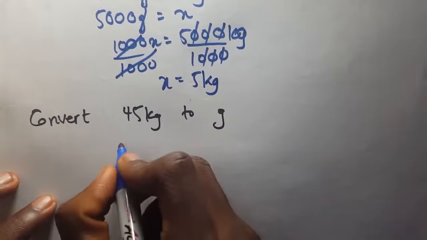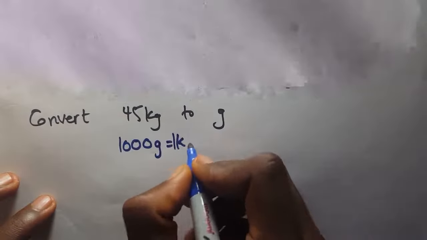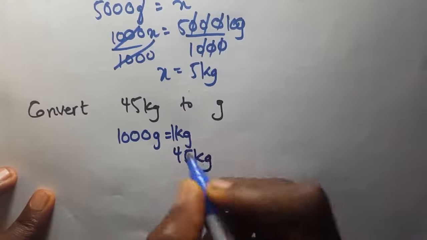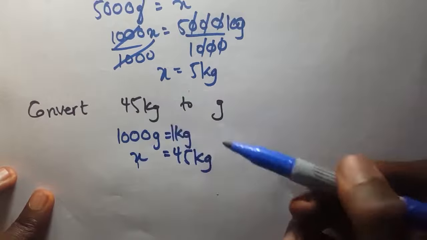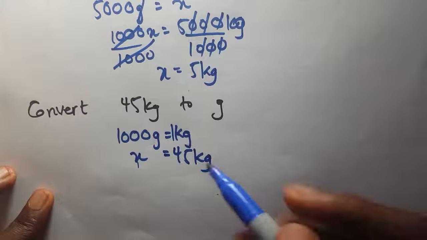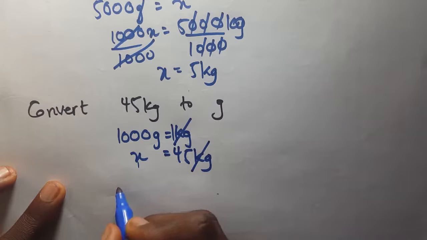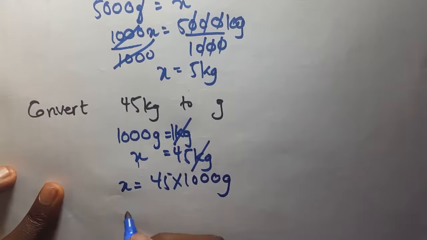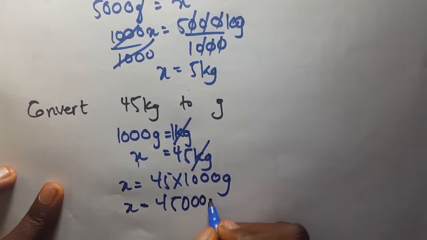Then our next question, 45 kilograms to grams. We know 1000 grams is equal to 1 kg. So if 1000 grams equals 1 kilogram, what is equal to 45 kilograms? We don't know, so represent with x. Kilogram cancels kilogram. You have x equals 45 times 1000 grams. x equals 45,000 grams.